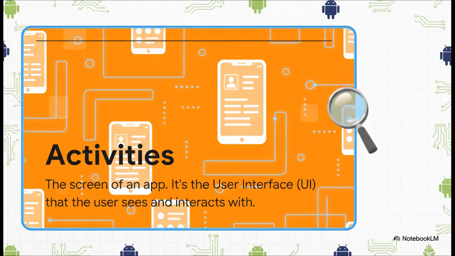The easiest way to think of an activity? It's just a single screen in your app. When you're scrolling through your photo gallery, that's one activity. When you tap on a photo to view it full screen, bam, you've just launched a new one. It's the part of the app that you can actually see and touch.